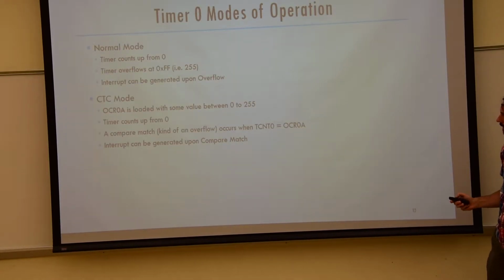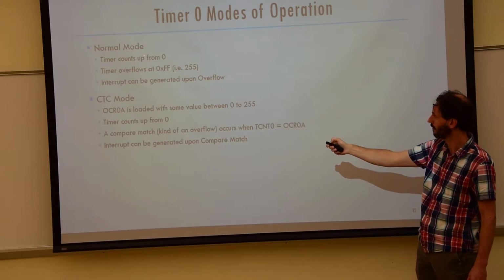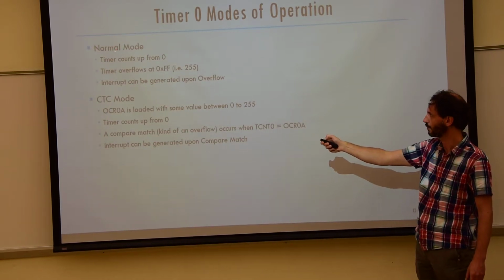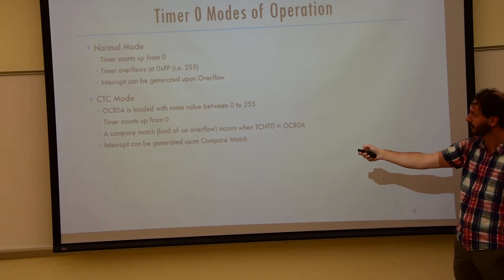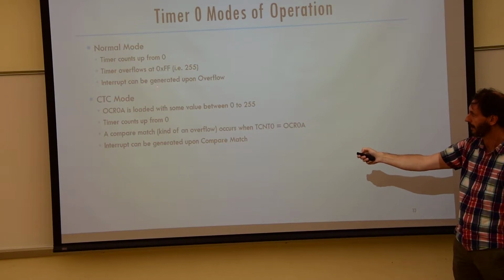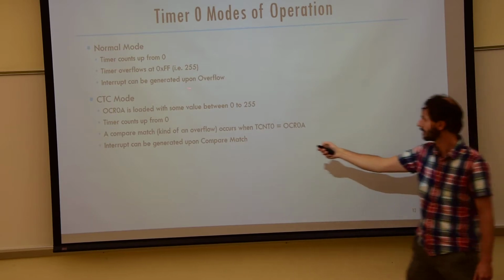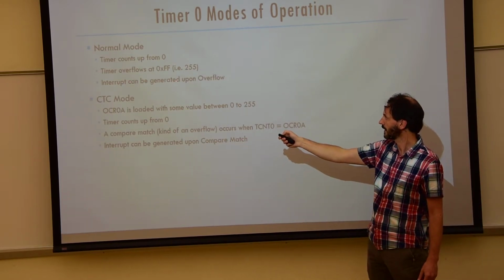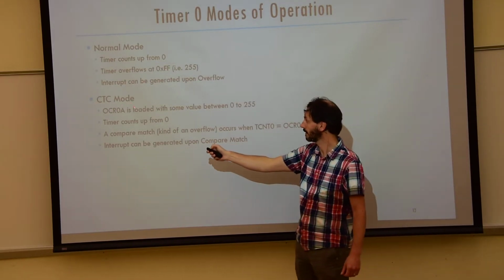So there are different modes of operation. Here we just stress two modes. Say the normal mode: the timer counts up from 0, and at some point it overflows, say at 255 in this particular case, because timer 0 has 8 bits, right? And then an interrupt can be generated upon an overflow. You could do that.